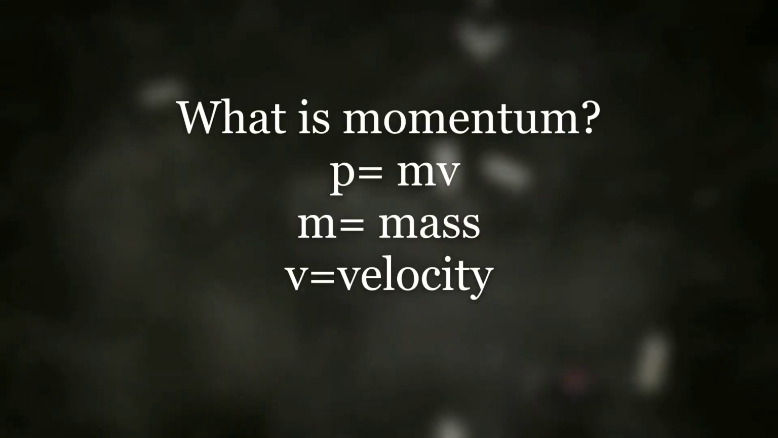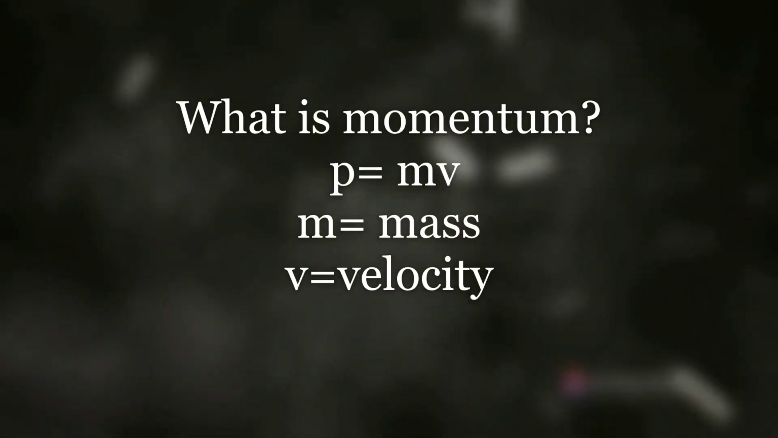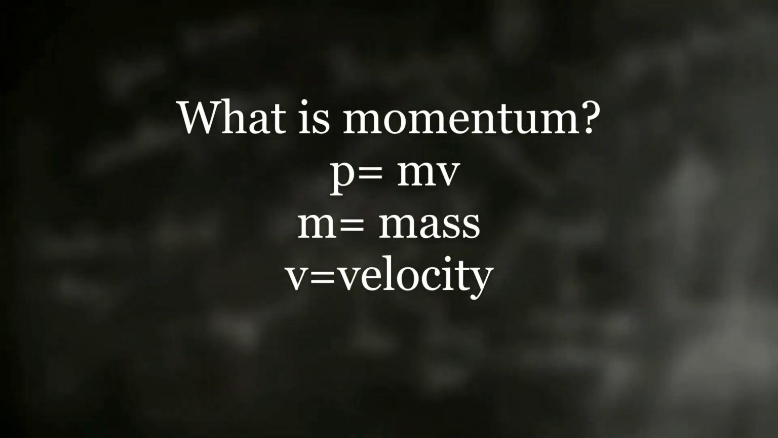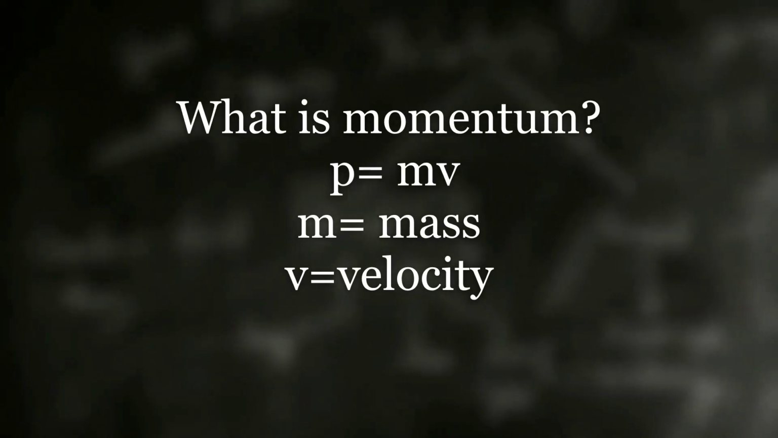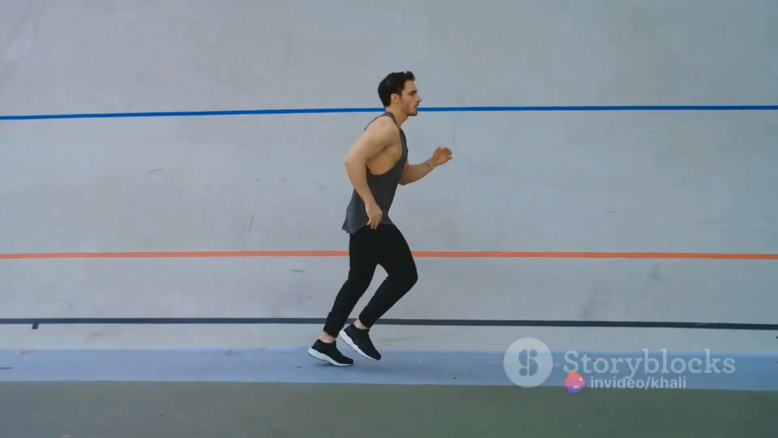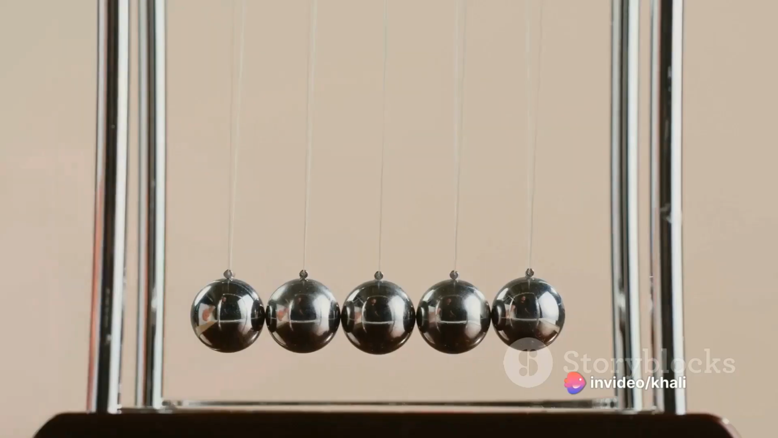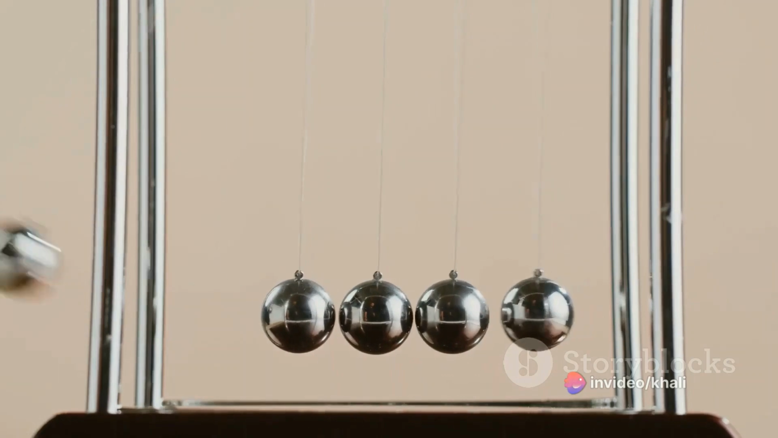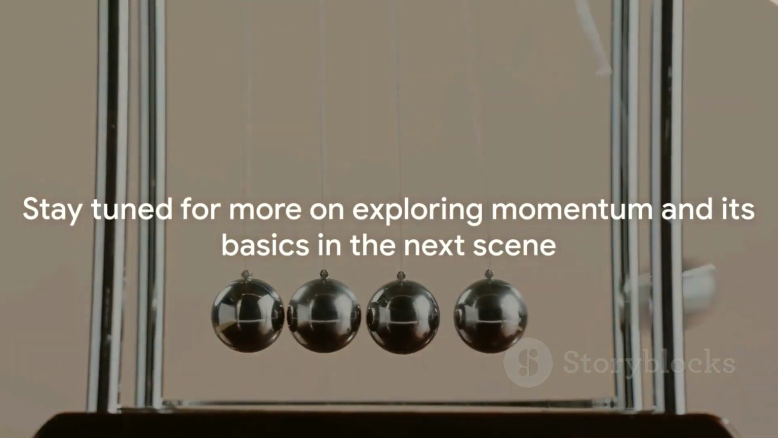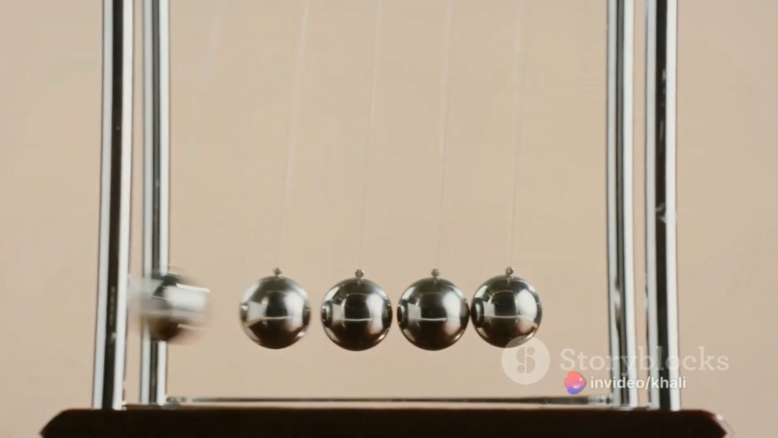Let's kick off our video by diving directly into the momentum equation, p equals mv. This compact yet potent formula unravels a fundamental truth about momentum, p. It is nothing but the product of an object's mass, m, and its velocity, v. Sounds simple, right? However, the simplicity of this equation conceals the intricate world of physics it belongs to. So buckle up as we delve deeper into the intriguing concept of momentum in our upcoming segments. Don't go anywhere, stay tuned.